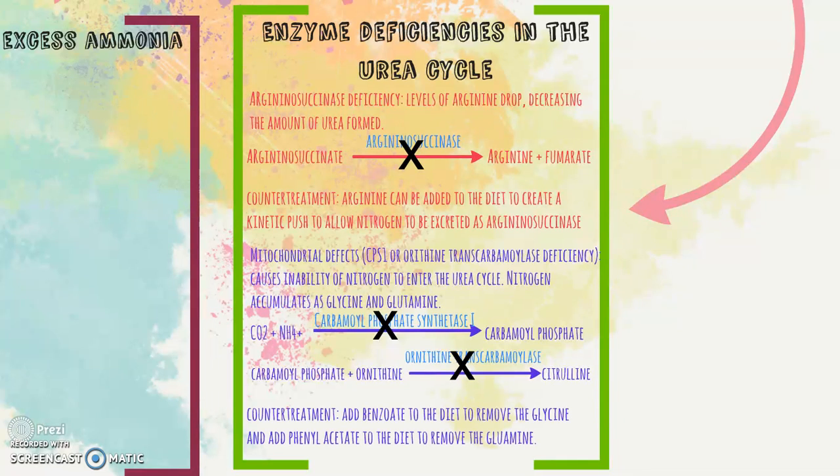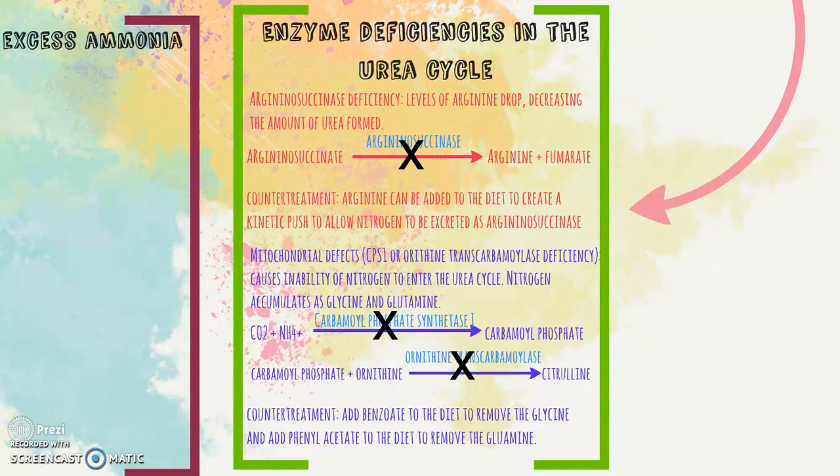Other deficiencies include a deficiency of CPS1 or ornithine transcarbamylase. The ability to synthesize citrulline is impaired. Under these conditions, excess ammonia accumulates in the liver and kidneys as glycine and glutamine. The challenge is to get rid of these two amino acids. This is accomplished by supplementing a protein-restricted diet with incredibly large amounts of benzoate and phenylacetate.